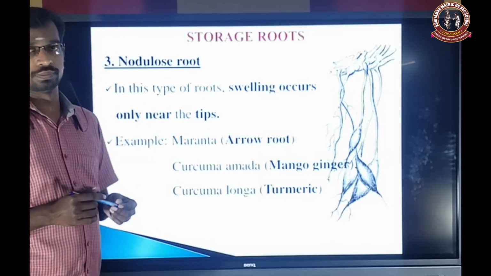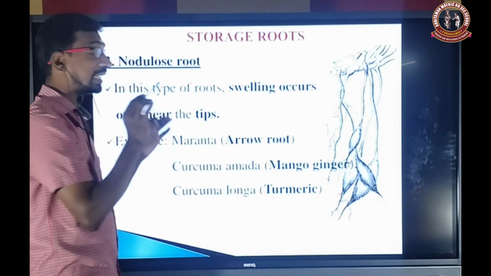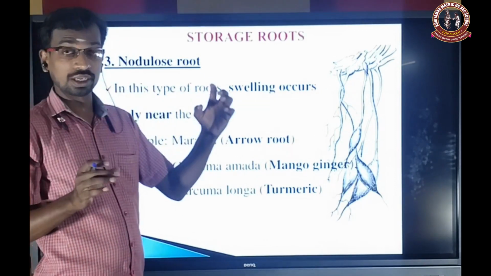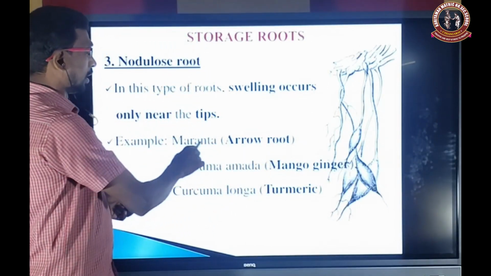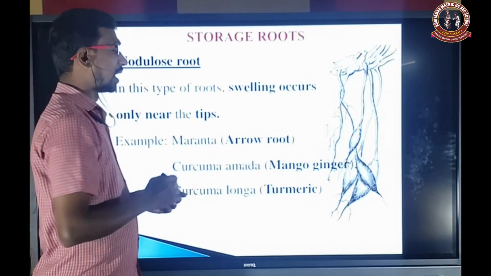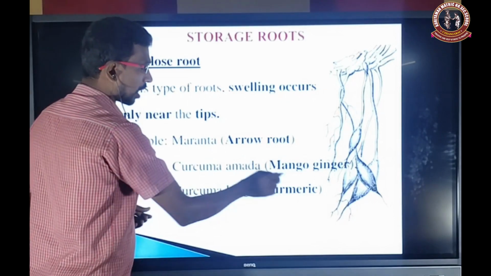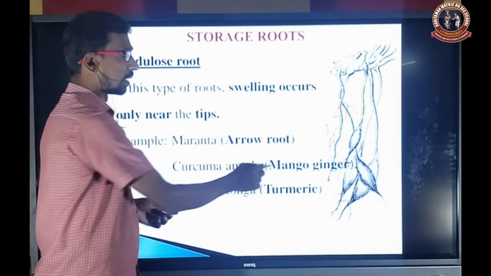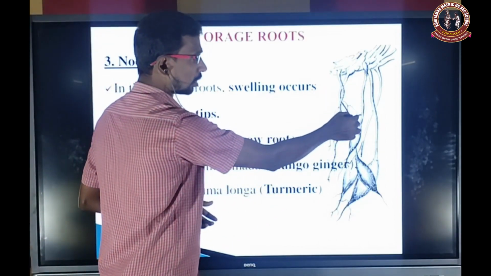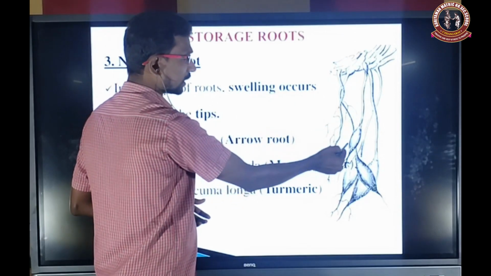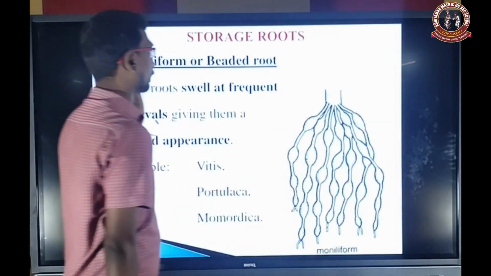Nodulose root. In this type of root, the swelling occurs only near the tip region, not fully, only near the tip region. Example, Maranta, Curcuma amada and Curcuma longa. So Curcuma longa is turmeric, Curcuma amada is mango ginger, and Maranta is arrowroot. So that is an adventitious root, but the swelling occurs only at the tip of the root. That is a nodulose root.